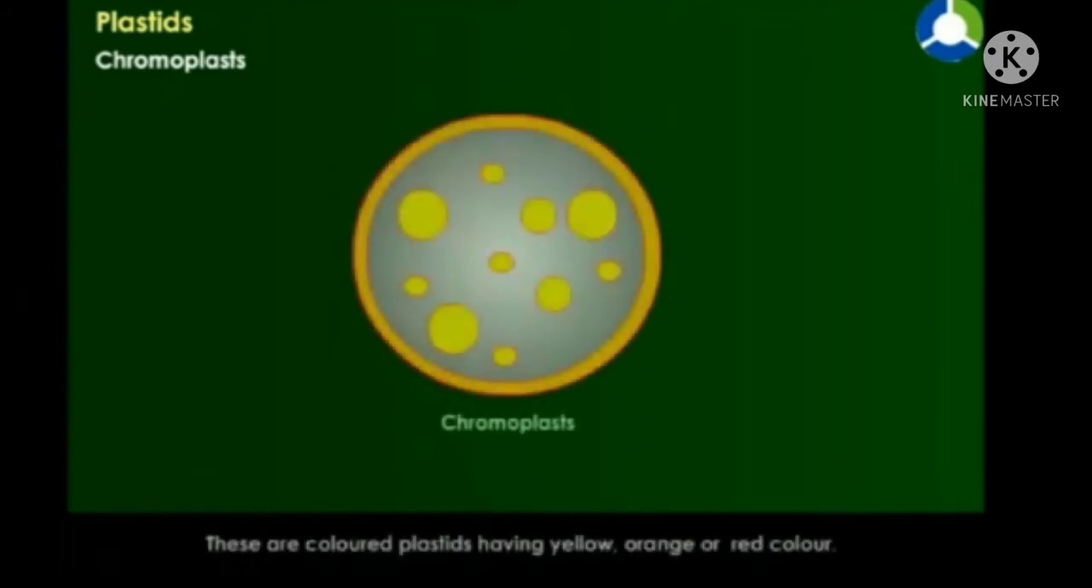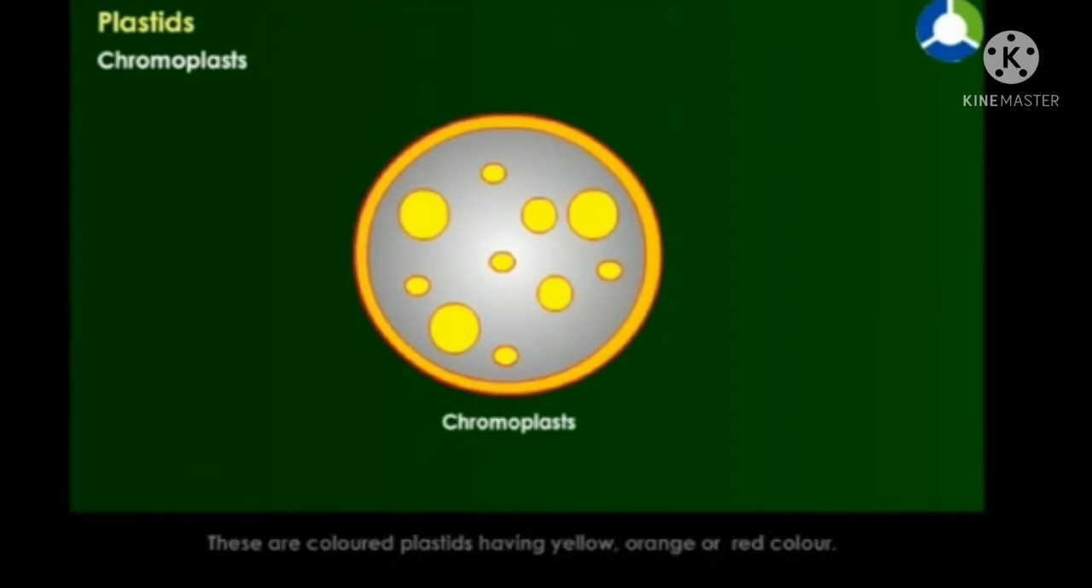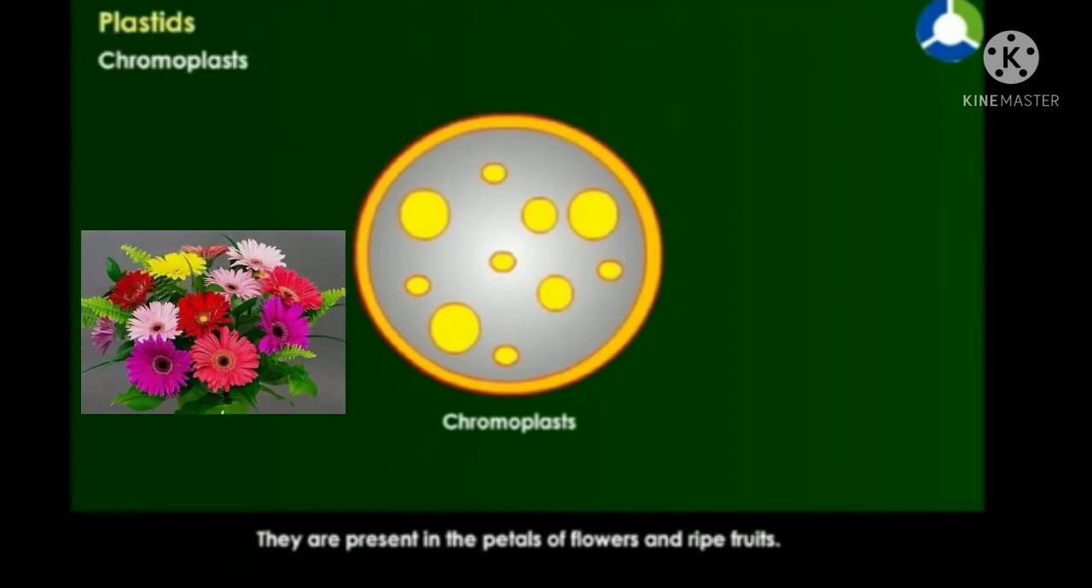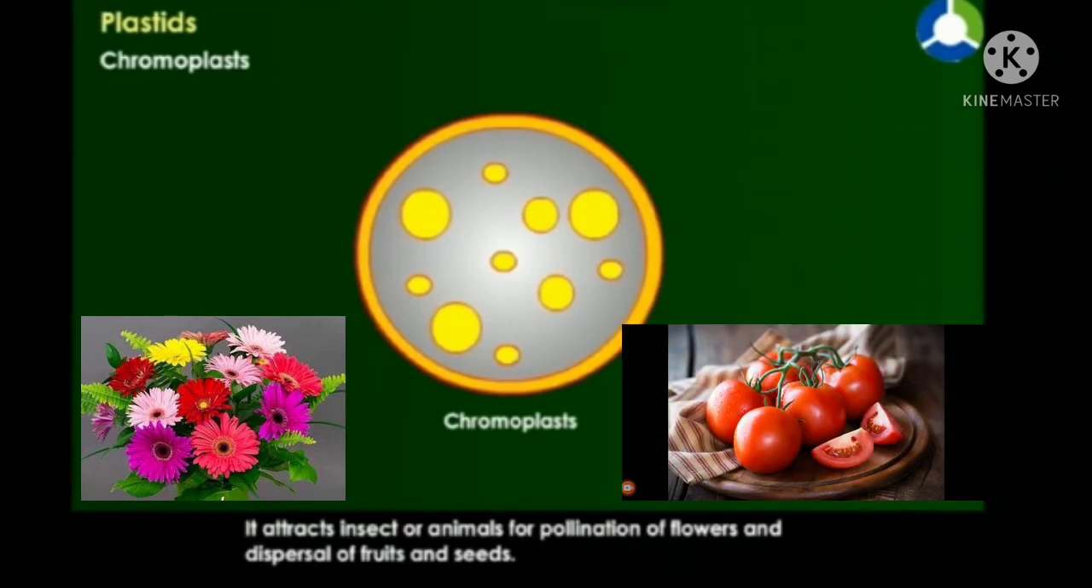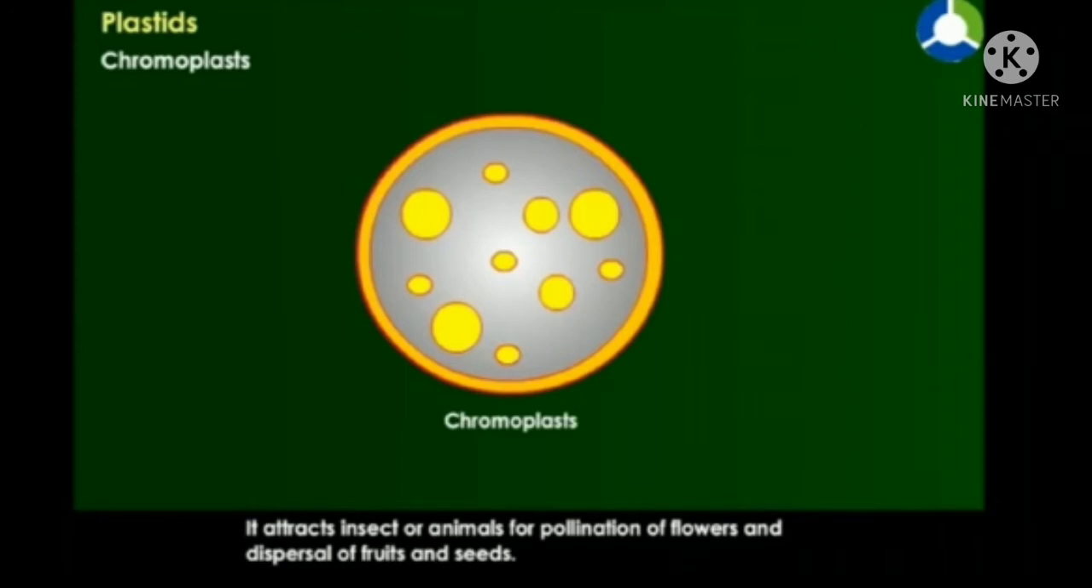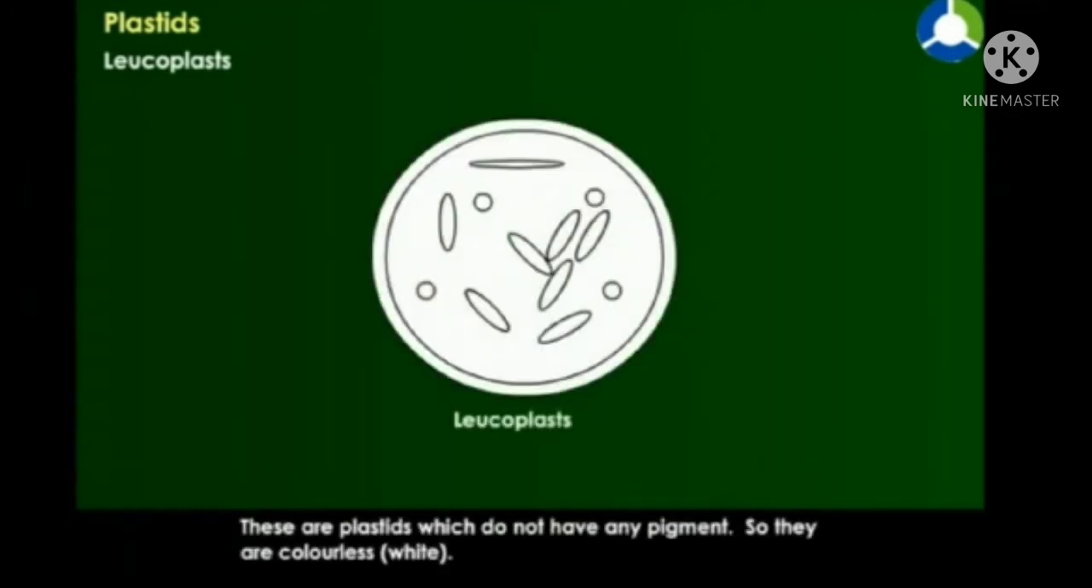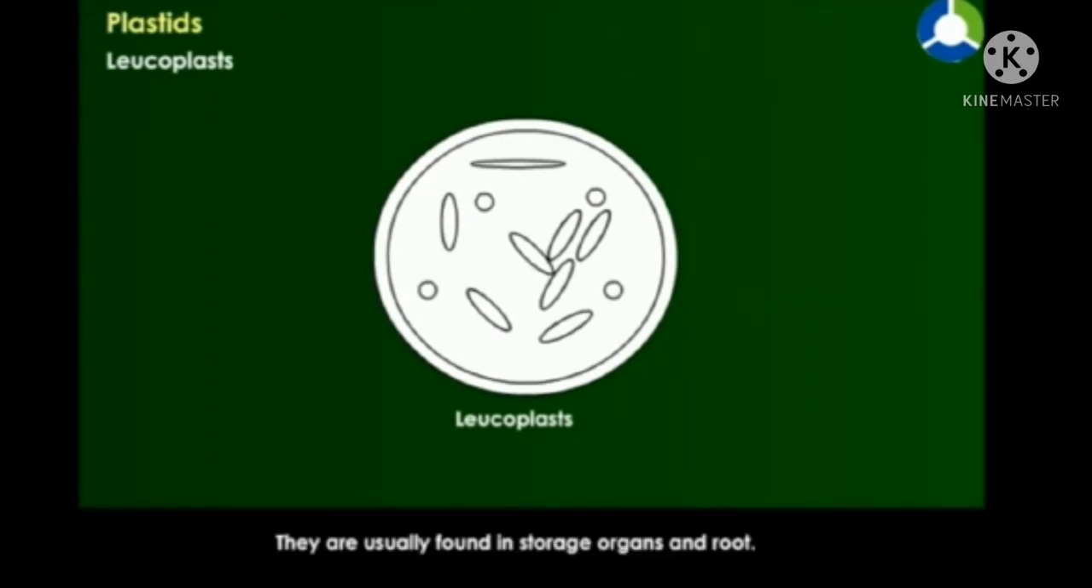The next one is chromoplasts. These are colored plastids having yellow, orange or red color. They are present in the petals of flowers and ripe fruits. It attracts insects or animals for pollination of flowers and dispersal of fruits and seeds. The third one is leucoplasts. These are plastids which do not have any pigment, so they are colorless, that means white in color. They are usually found in storage organs and roots.